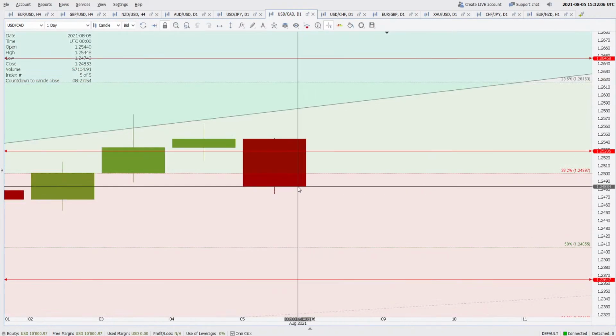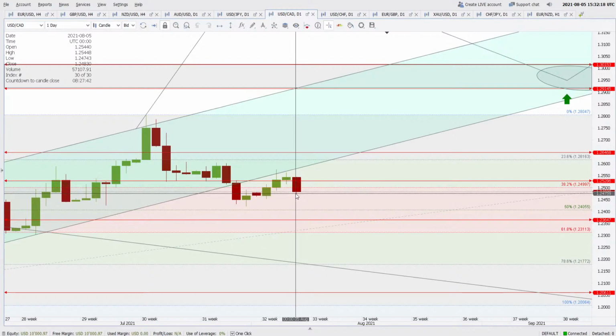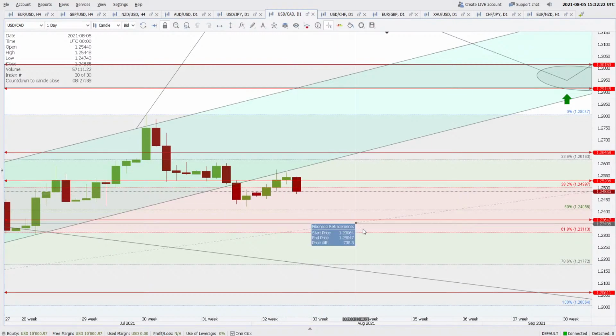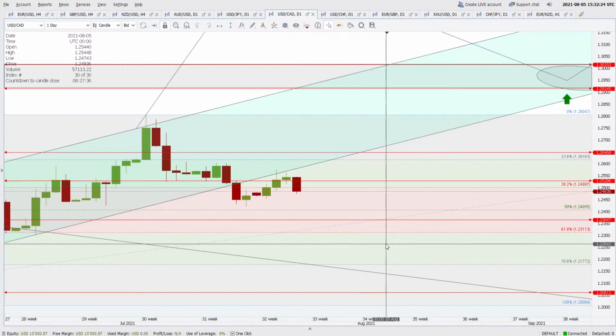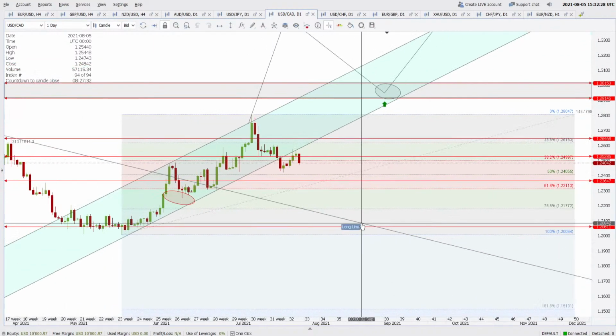The market opened at around 1.2544 and it saw a high of 1.2544. So after opening today's market, it is only selling and selling, and right now the market is trading near the lows of today. 1.2474 was the low, and right now the market is trading at 1.2483, just 10 pips above the low of today. So USD CAD is quite weak.